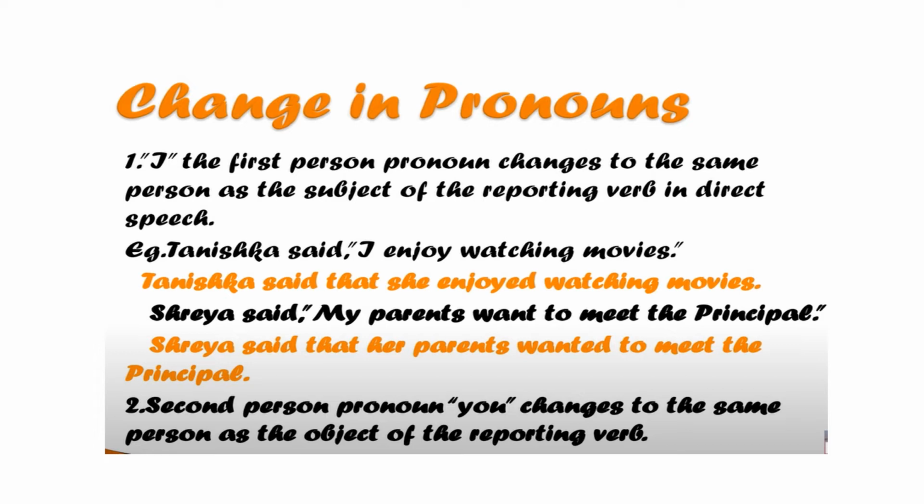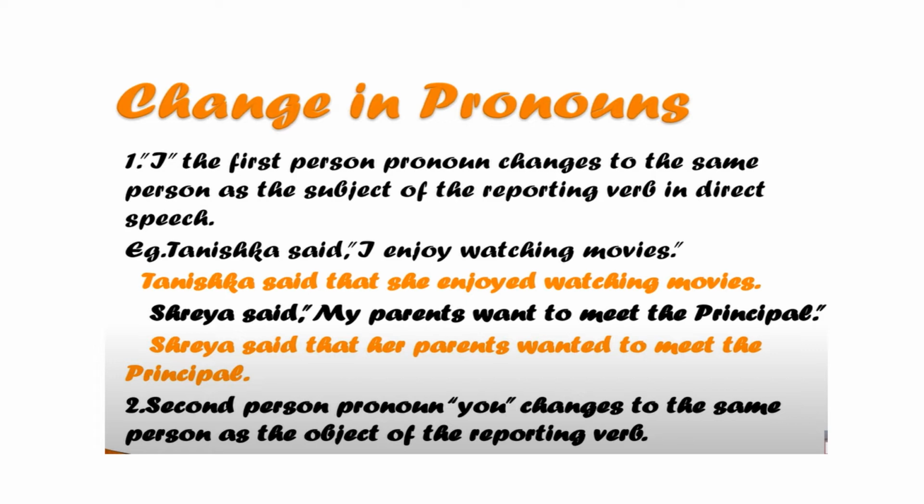Let us see how pronouns change when we change the direct speech sentence into an indirect speech sentence. Number 1. "I," the first person pronoun, changes to the same person as the subject of the reporting verb in direct speech. The example is: Tanishka said, "I enjoy watching movies." The subject here is Tanishka. Tanishka said that she enjoyed watching movies. The "I" is with reference to the subject of the sentence, that is Tanishka. Tanishka is a girl, so "I" becomes "she."